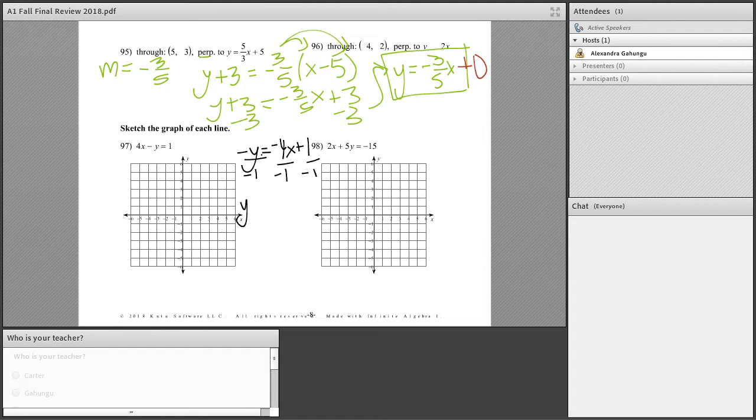And we'll get y is equal to positive 4x, because it's negative 4 divided by negative 1, and then minus 1. So I start at the y-intercept, negative 1. That's as close as I'm going to get. And then rise 4, and then run, because it's like over 1. So I'm going to go up 4, and then over 1 to my next point. And then I can draw my line.